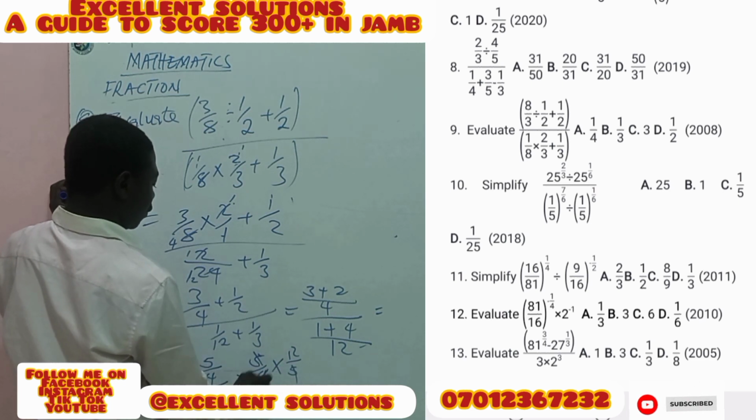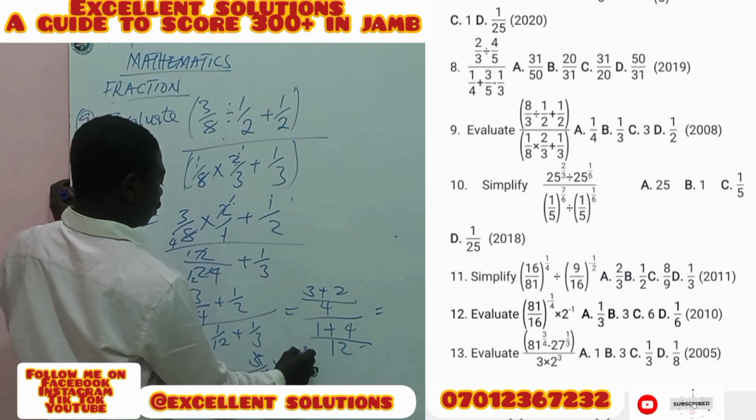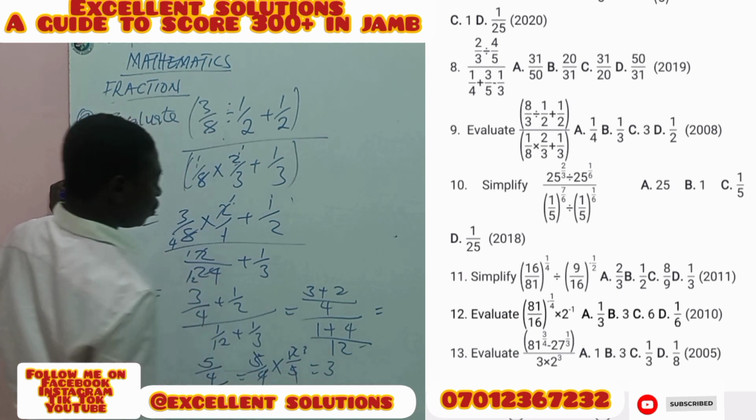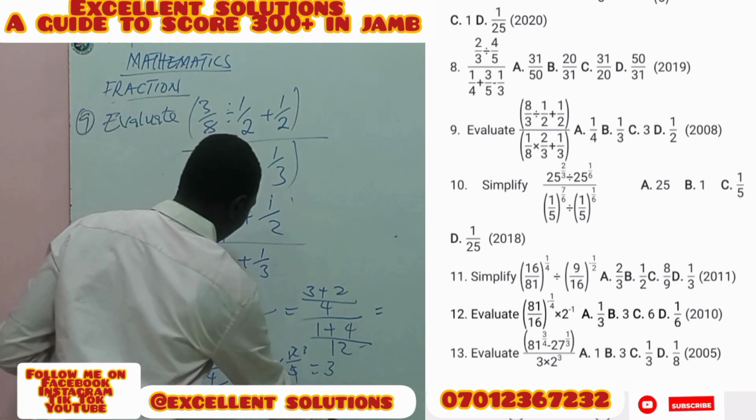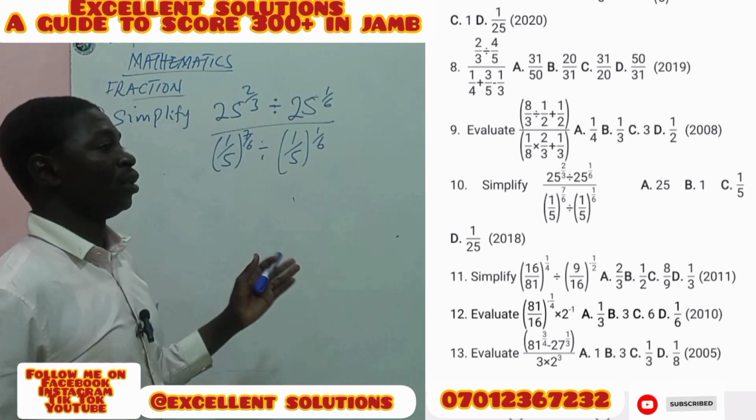5 cancel 5, 4 here 1, 4 here 3. So we have the answer to be equal to 3. And if we look at our options, option C, we have 3. So the answer is 3. That is C. The next question is question 10.